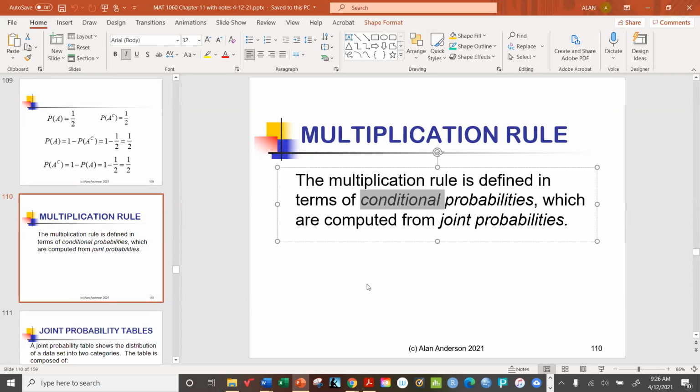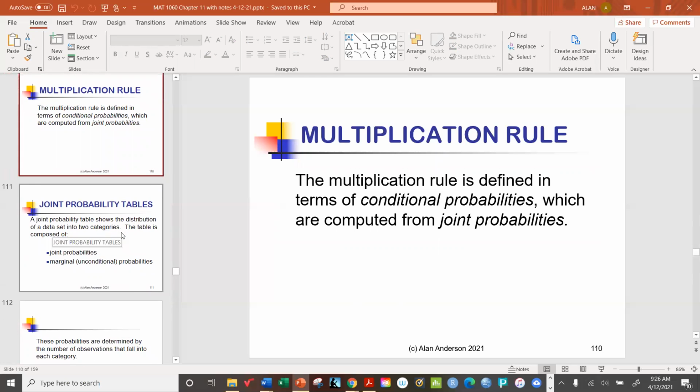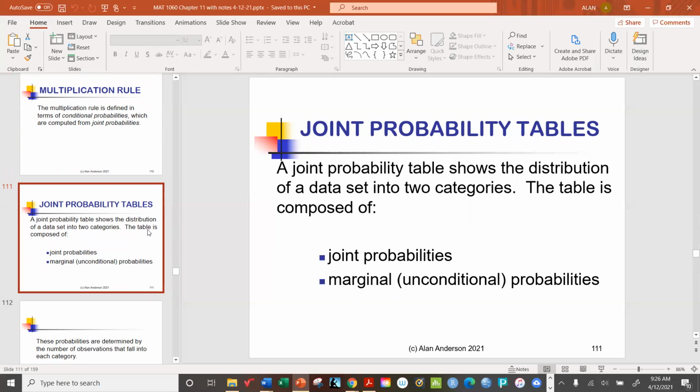Okay, so what we're going to do is introduce an example here. We're going to have a very special table, which is referred to in math as a joint probability table, where we take a group of observations and break them up into categories, two basic categories, that is. This table will consist of all the probabilities that we need to formally define our multiplication rule. The table has two types, the first known as joint probabilities, as we just saw. And the second type has two equivalent names. They're called marginal, or sometimes unconditional, probabilities.